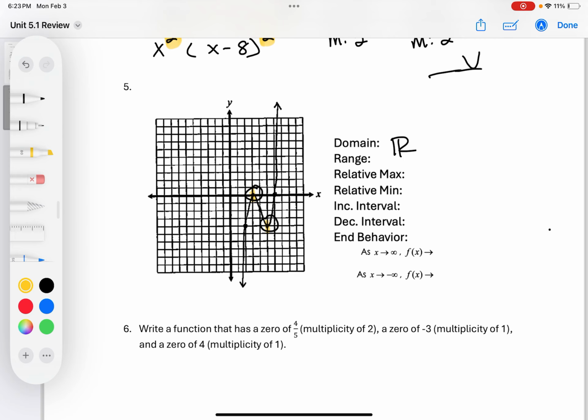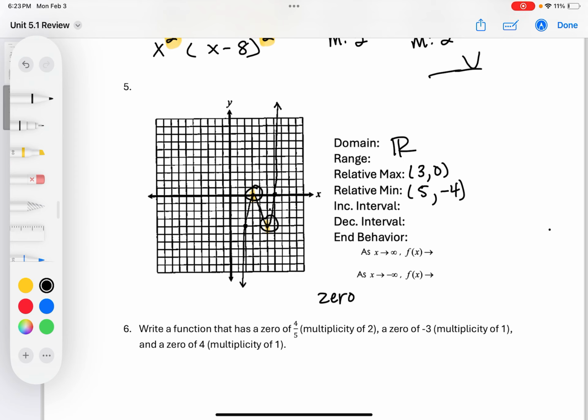Okay, so the relative max is going to be this one, (3, 0). The relative min is (5, -4). Let me just double check that: 1, 2, 3, 4. Yep.